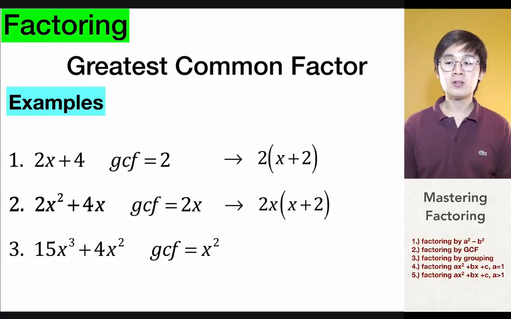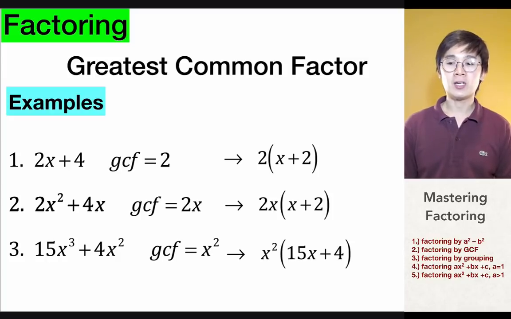And for problem number 3, x squared will be outside the parentheses and 15x plus 4 will be inside the parentheses because you have undone your distributive property in factoring using GCF. So that's how we use the greatest common factor for problems 1, 2, and 3.